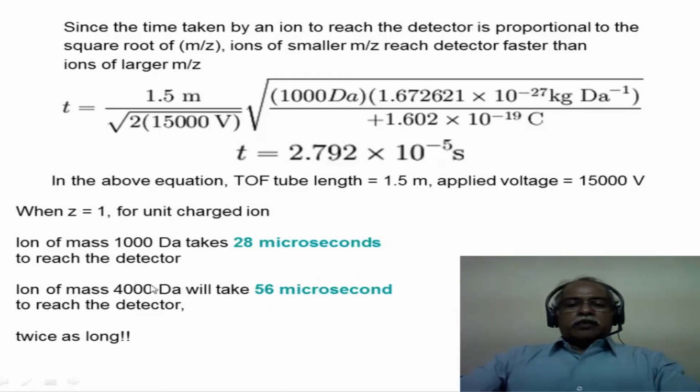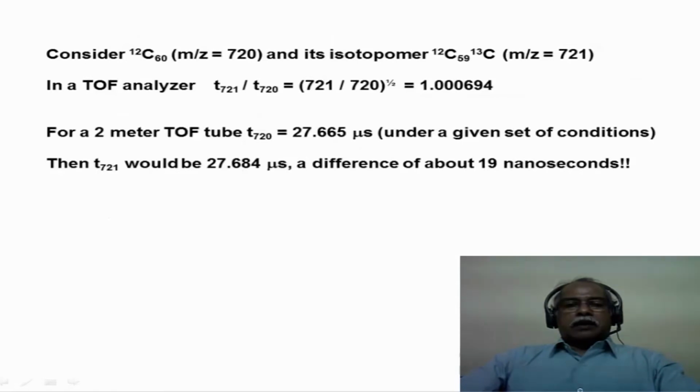For example, 56 microseconds will be taken by a 4000 molecular weight compound, so it is twice as long. So the lighter ion will reach the detector faster, and the heavier ion takes about twice as long to reach the mass spectrometry detector. This essentially establishes a basic principle, which is stated here: ions with a smaller m by z value reach the detector faster. This is 28 microseconds for 1000 Dalton, compared to a larger ion, let us say 4000 Dalton, which takes twice as long to reach the detector of the same tube of 1.5 meters.